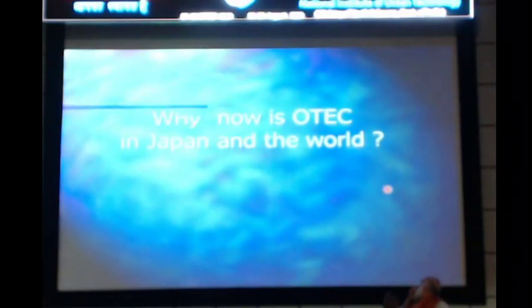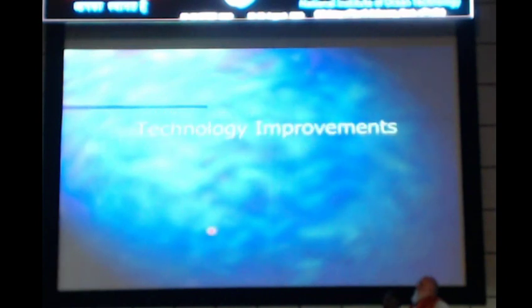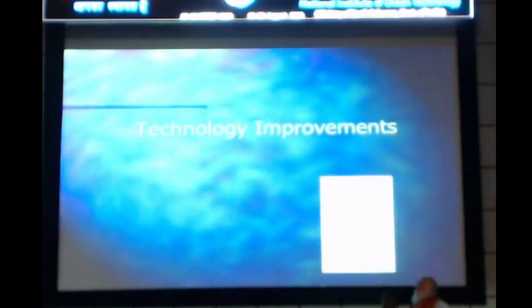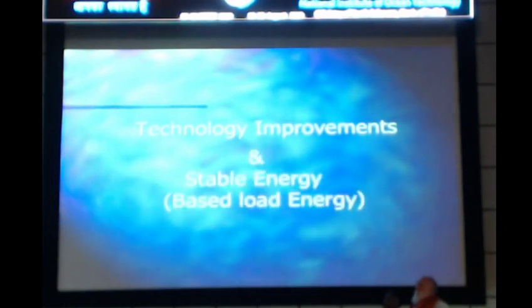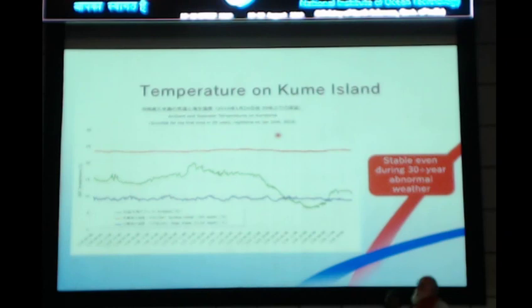Why now is OTEC in Japan's world? First reason is technology improvement. Next, stable energy. As you know, base load energy. So, 2 years ago, in Fukushima, stable during 30 years, among the weather, or suddenly snow, temperature decreased, but ocean temperature increased. So during the snow, Fukushima can operate stably.